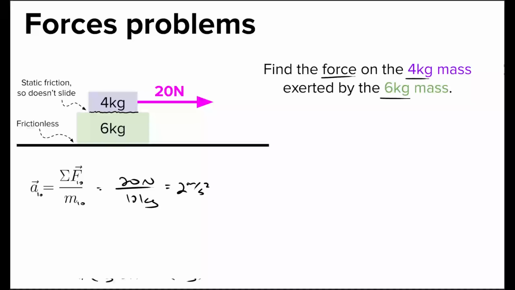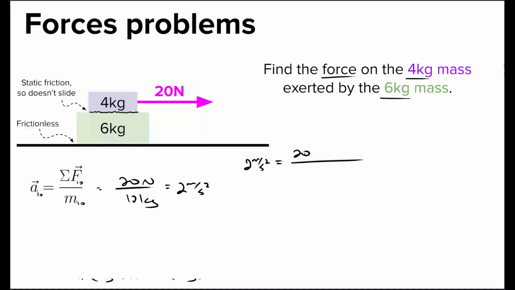This is useful because this is the acceleration of both of these masses. Now I can focus on either one. You'd be like, which one do I? It doesn't matter. You can focus on either one. Actually, we could do the 4. Let's do the 4. So the 4 is going to have an acceleration of 2. We know that. 2 meters per second squared. I'm using Newton's second law.